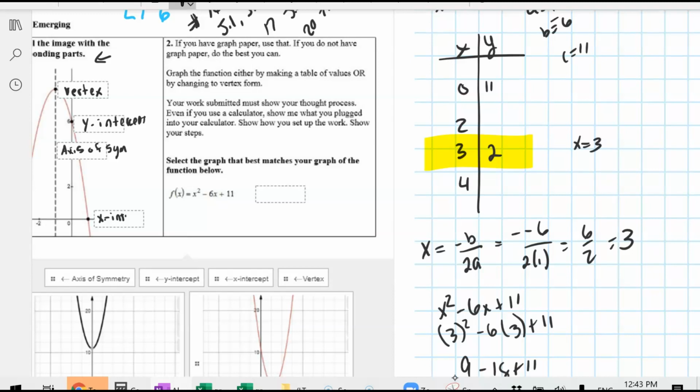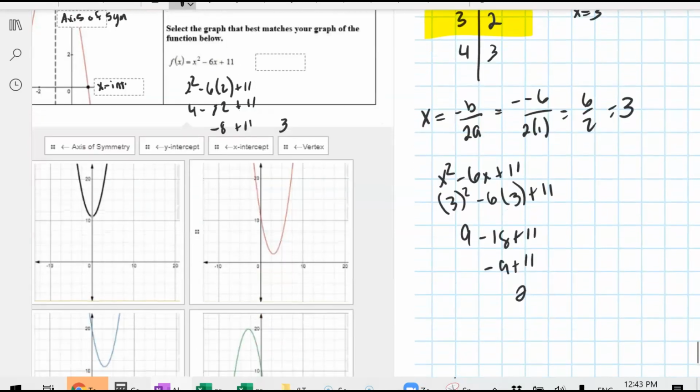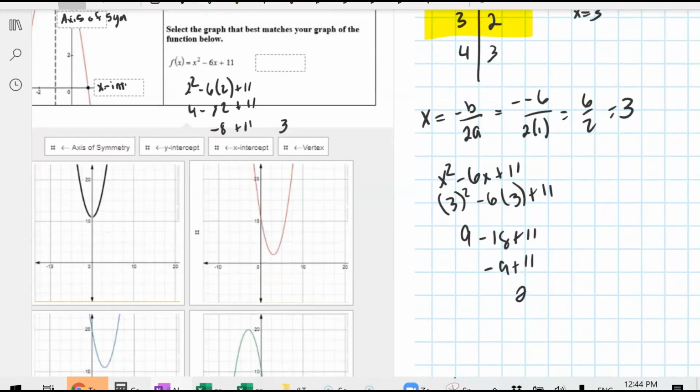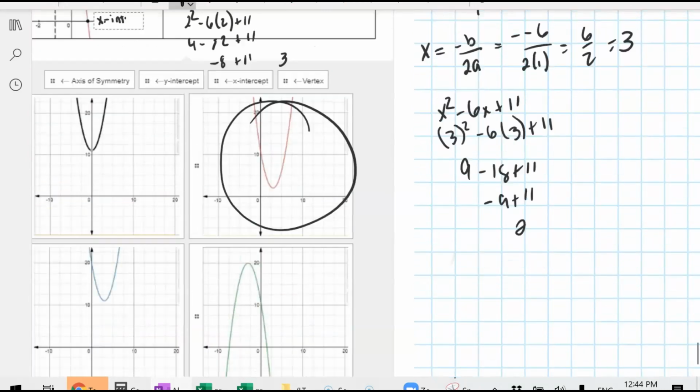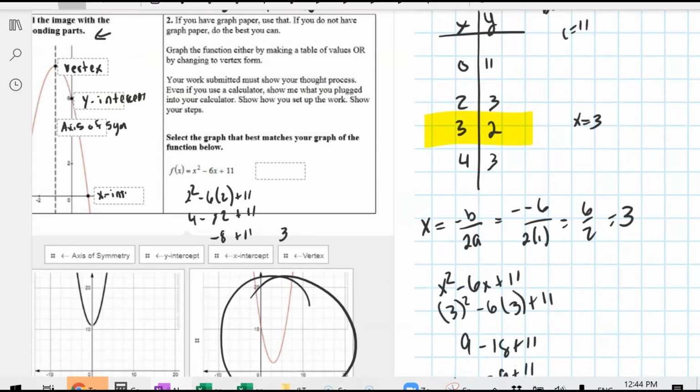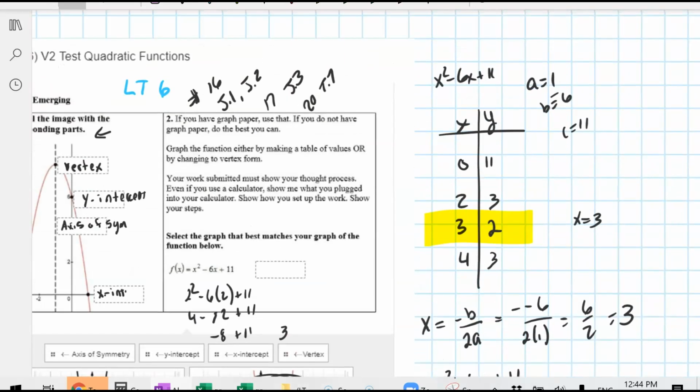So we plug 2 into our equation. We have 2 squared minus 6 times 2 plus 11. We have 4 minus 12 plus 11. We have 8, negative 8 plus 11, positive 3. We should check to make sure that's also positive 3 at 4, but it should be. And let's go over here at 3, 2. Once again, folks, this one's the only one that it could be. That's the only one that has a vertex at 3, 2. But if you wanted to make a table, that's your table there.